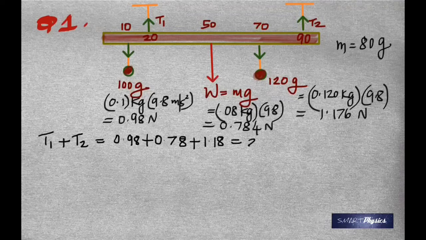When you add all those three, you get 2.94 newtons. So we have one equation, T1 plus T2 is 2.94.